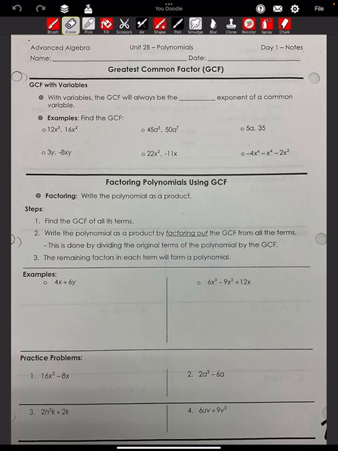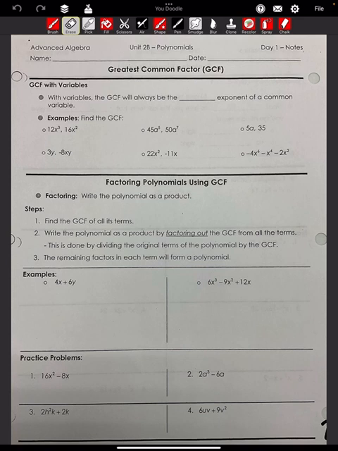The greatest common factor is the biggest number that you can divide into both of your numbers. And since we're dealing with algebra, it's also going to be the variable with the smallest exponent that's in every expression, or every term. So let's start off with our examples down here at the bottom, factoring polynomials with GCF. We're not going to worry about the top ones.